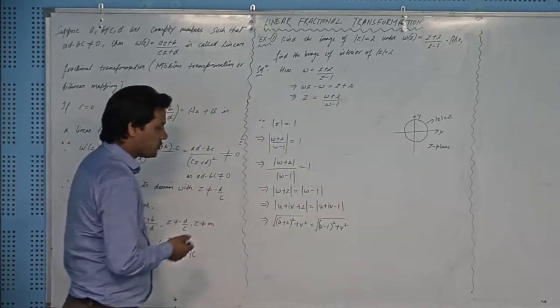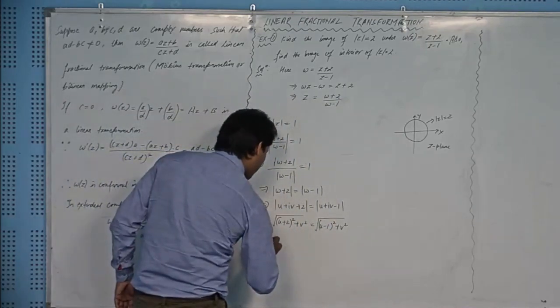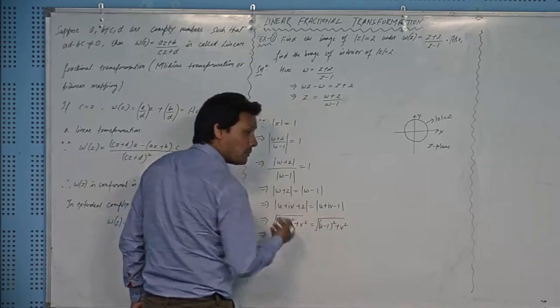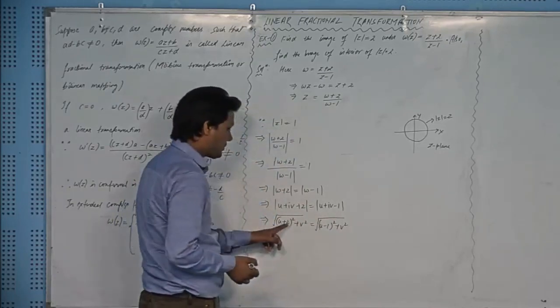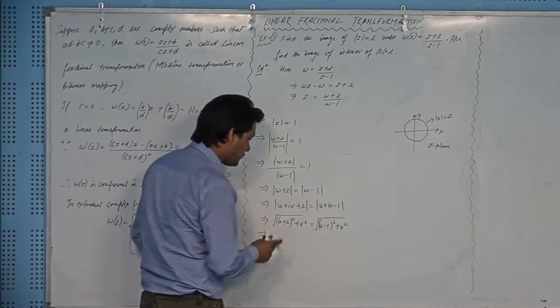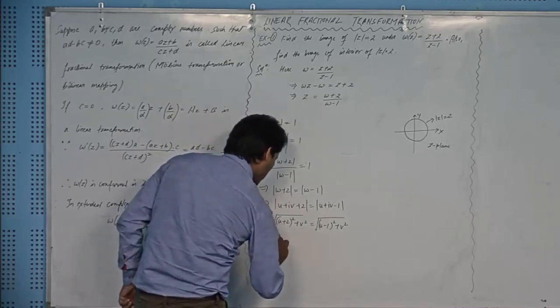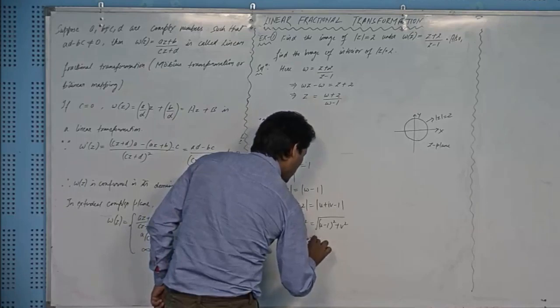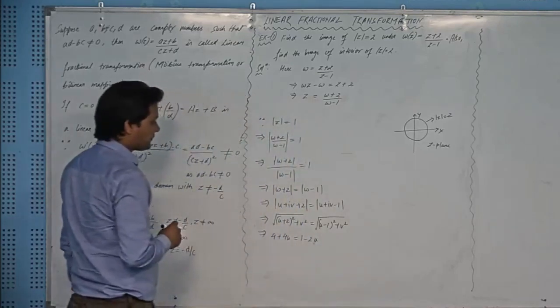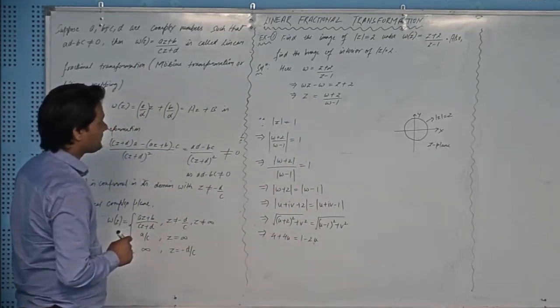And on squaring both sides and simplifying, you will get u square plus v square, which will be cancelled on both sides. From here you will get 4 plus 4u, and from this side you will get 1 minus 2u.